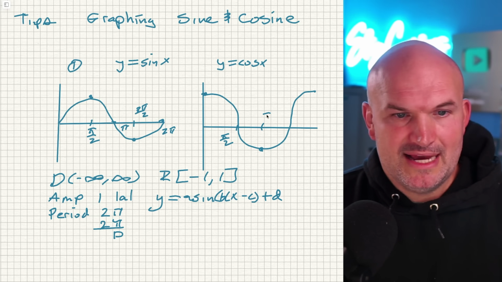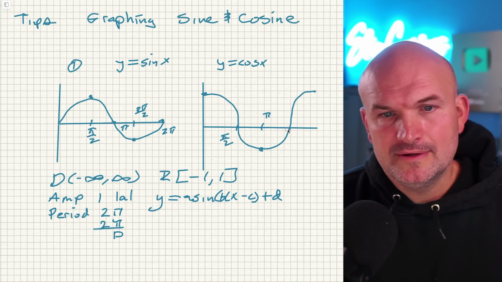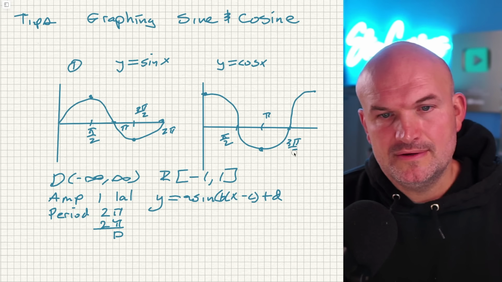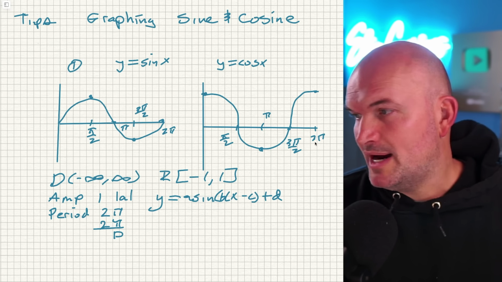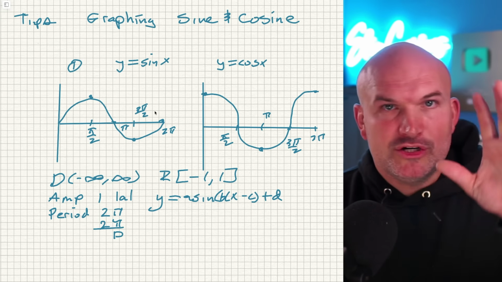This point is going to be at pi. That is at 3 pi halves. And then the final completes the circle here at 2 pi. Okay? So make sure you understand the characteristics.